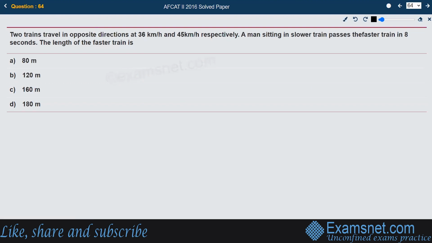Now, two trains travel in opposite direction at 36 km per hour and 45 km per hour respectively. A man sitting in the slower train passes. They see there's a man being compared, whose speed is considered to be the speed of the train itself in which he is traveling, and whose length is considered to be 0 as compared to the length of the train. So this is what we'll take care of.